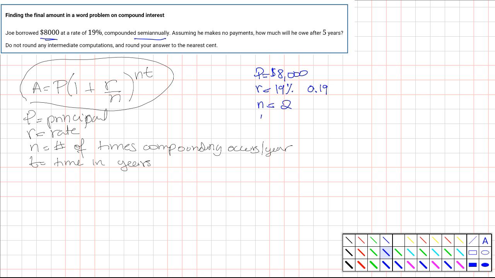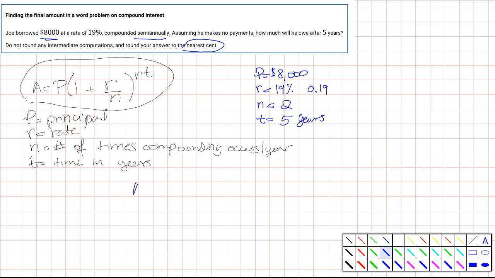And t is saying that this amount is going to be compounded for a term of 5 years. Something else that you may want to worry about is to set the answer to the nearest cent. So when you're entering this in your calculator, I would really enter this all at once.